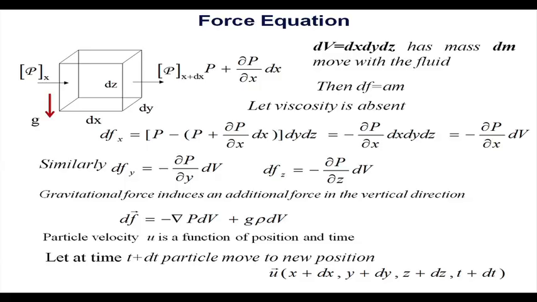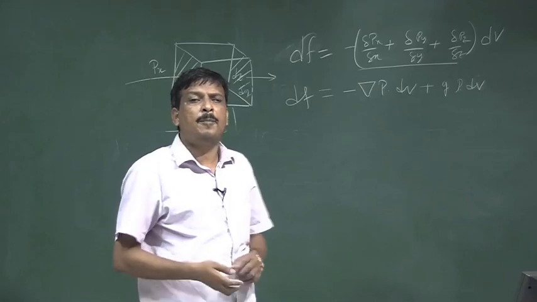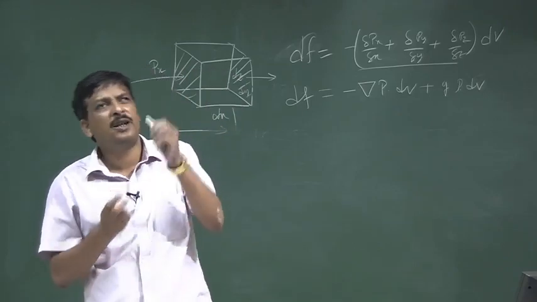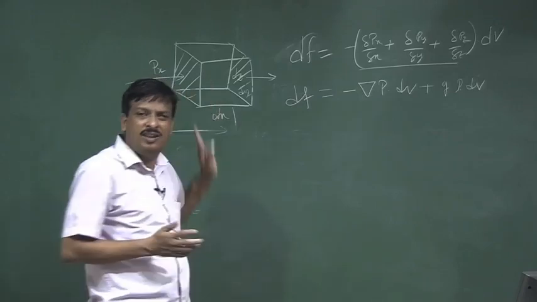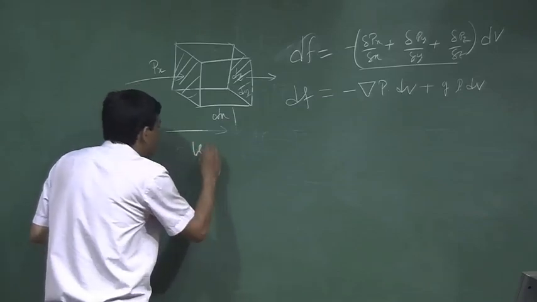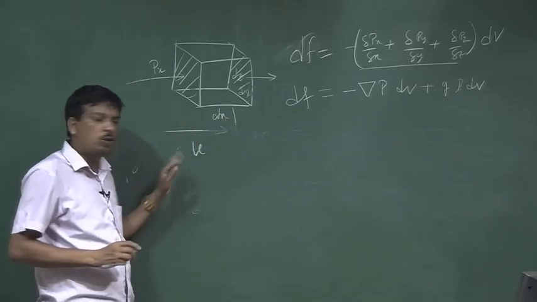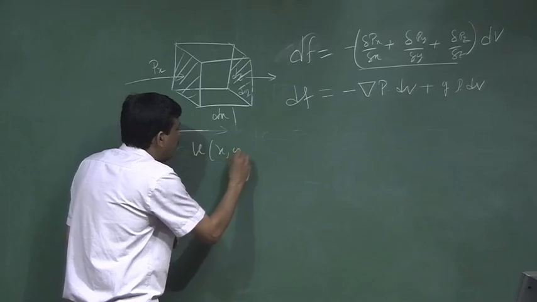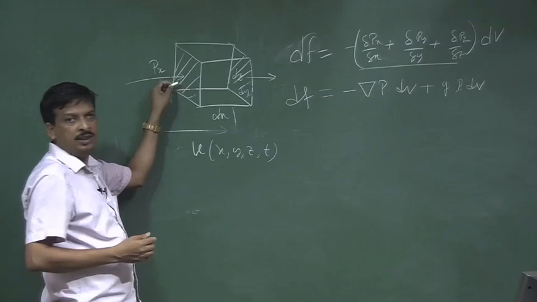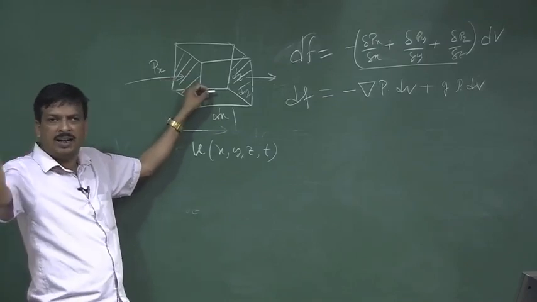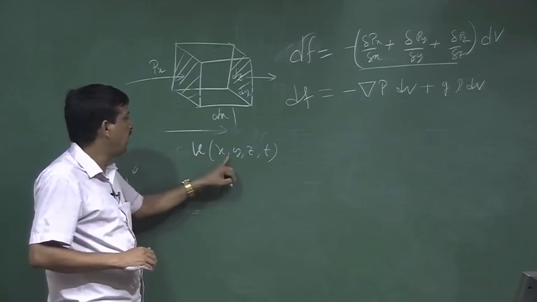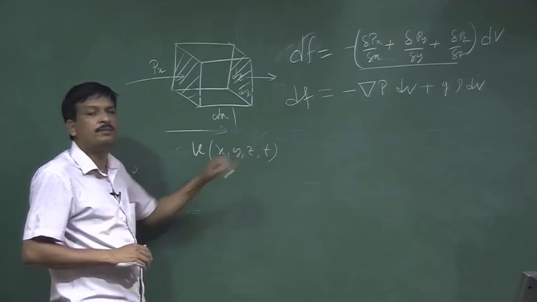Now, if I apply a force on a particle, what will happen? The particle will move. So I expose a particle, I expect a particle velocity. Let's say the particle velocity is u. It will be in all three directions. So u is a function of x, y, z and t. Particle velocity can vary with the position of the particle and also with respect to time.